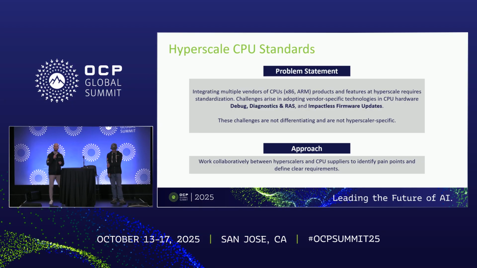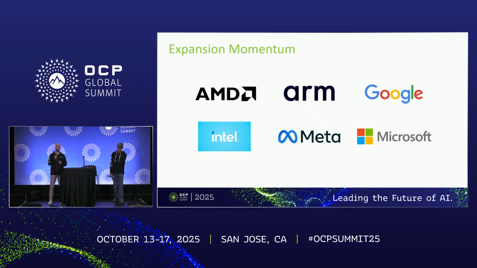So we said, hey, how can we work together as an industry to fix that? And that's where CPACT and our workstream came out. It's all about working collaboratively between hyperscalers and CPU suppliers to identify the pain points that are common across us and then define the clear requirements and workflows that allow us to work better as an industry. And it really takes a whole community to work on this together.